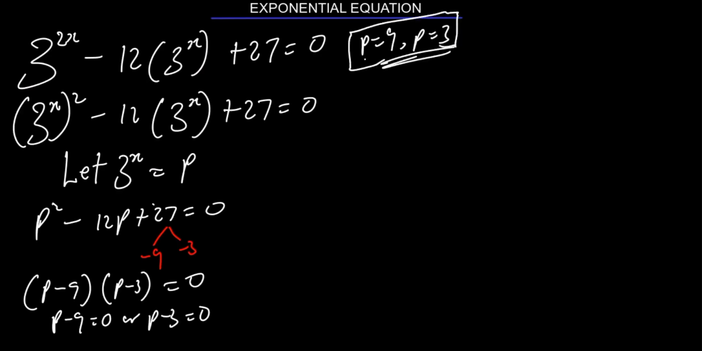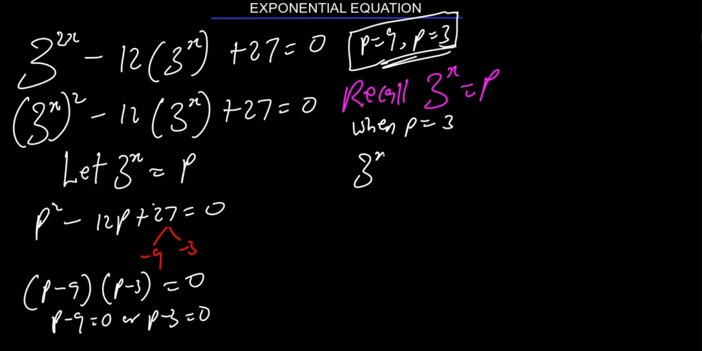So remember, the question asked me to find x and not p. So I'm going to recall this statement. Recall that you said 3 raised to power x to be equal to p. Now, when p is equal to 3, remember I have 3 raised to power x equal p, now is 3. So take away this, x equals 1.